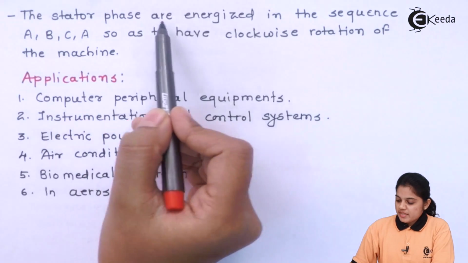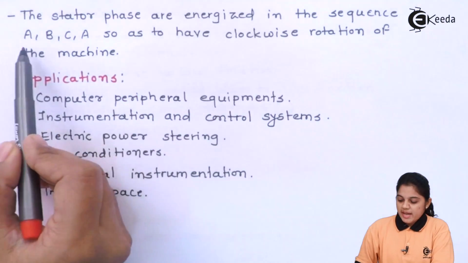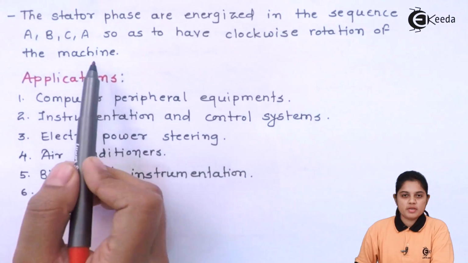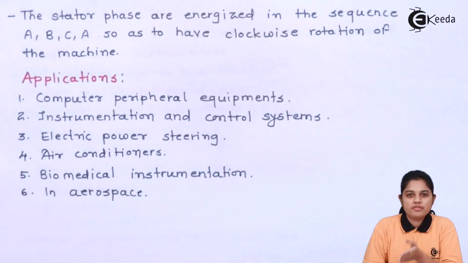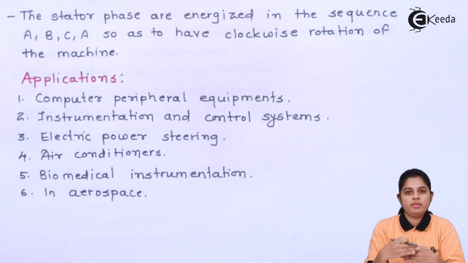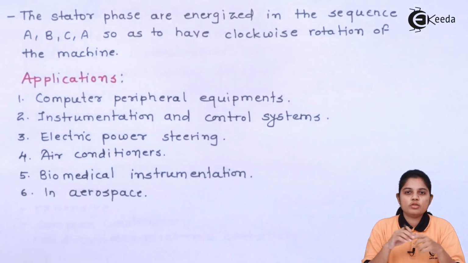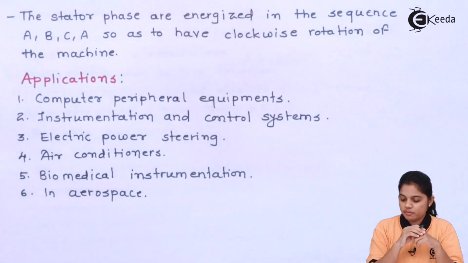The stator phases are energized in a sequence A, B, C, A, so as to have a clockwise rotation of the machine. As we have seen, we have three different phases, A, B and C. Each and every phase will be energized in a sequence. So first A, then B, then C. Again A will be energized, again B and C. So this is how the rotor will rotate in a clockwise manner.